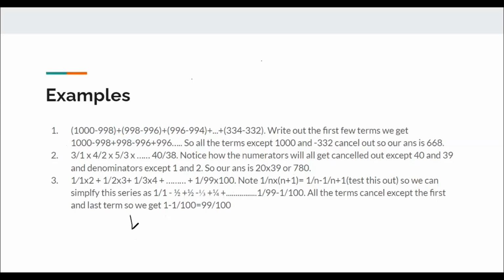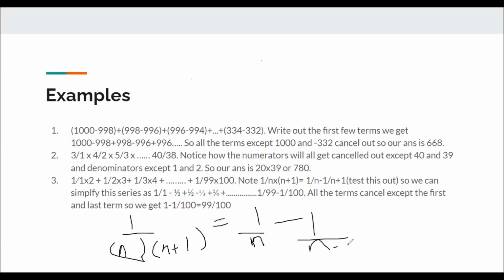So notice if I write it as 1 over n times n plus 1, that's kind of what this is. This is equal to 1 over n minus 1 over n plus 1. You can try this yourselves to see that this is true. So all the sum just becomes 1 over 1 minus 1 over 2 plus 1 over 2 minus 1 over 3, and so on. So then it just becomes 99 over 100 after you cancel out all the terms.